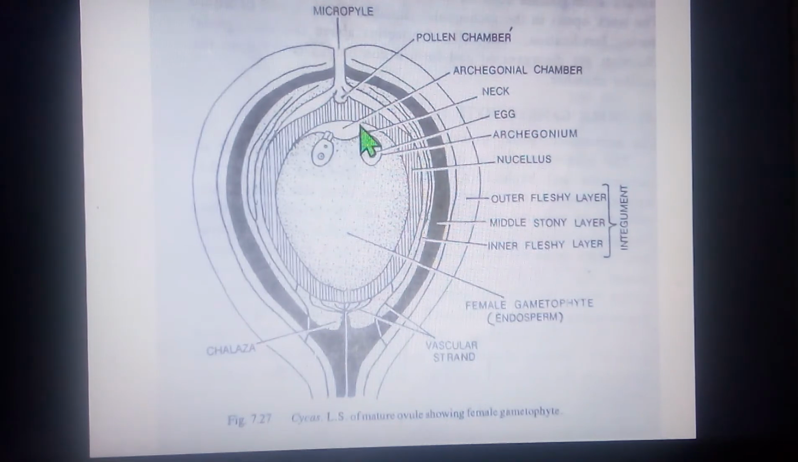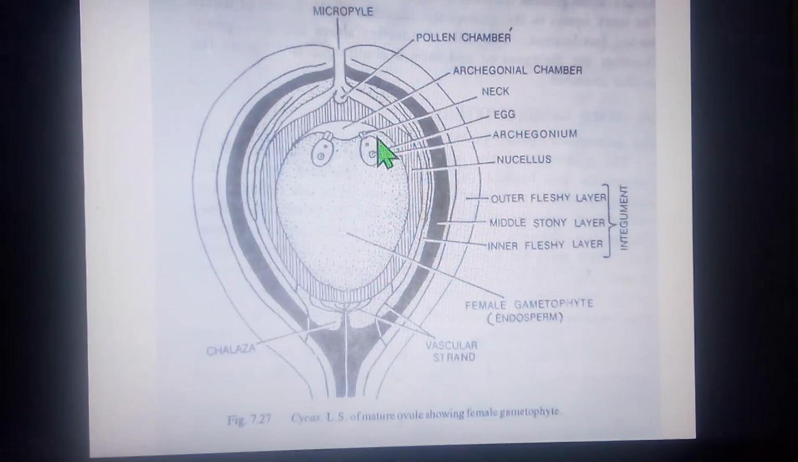This is a shallow bowl shaped cavity above the archegonia. You can see here, these are the archegonia, and this is a bowl-shaped cavity, which is referred to as the archegonial chamber.